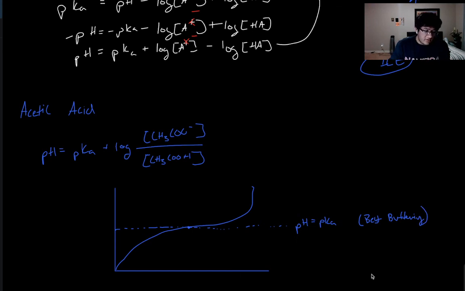All right. The curve also shows that best buffering occurs at pH equal to pKa. Good buffering occurs within 1 pH unit of the buffer's pKa.